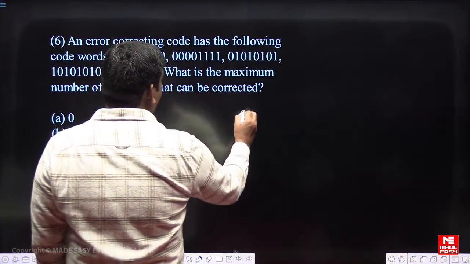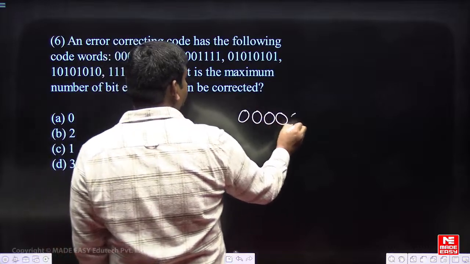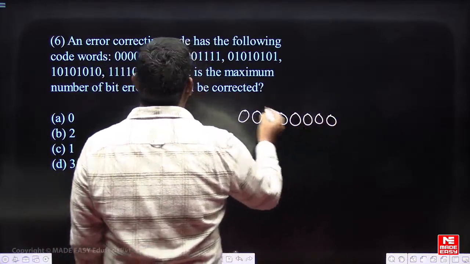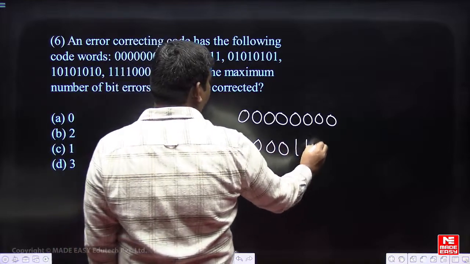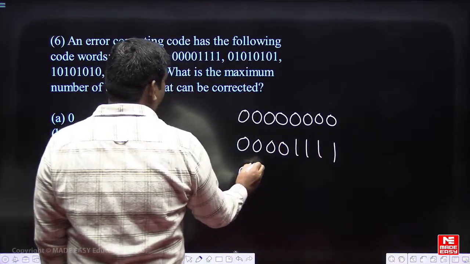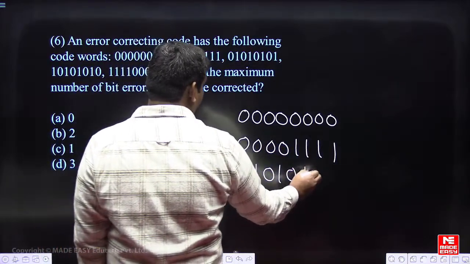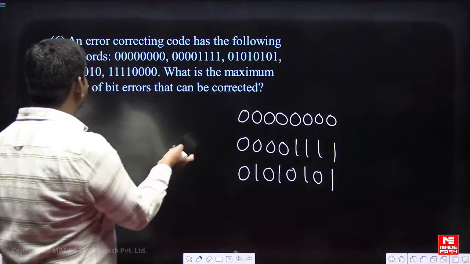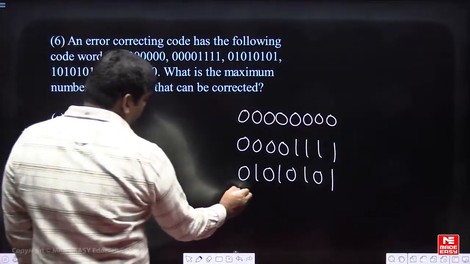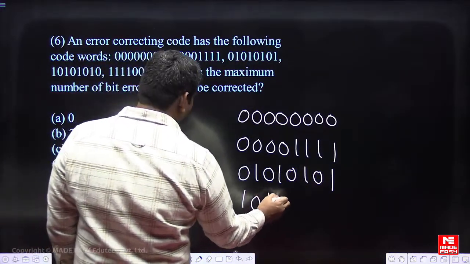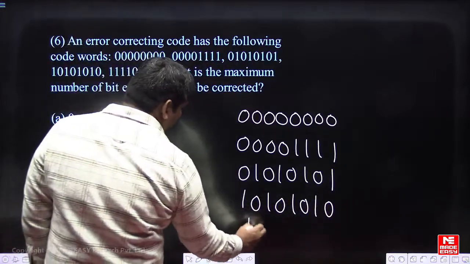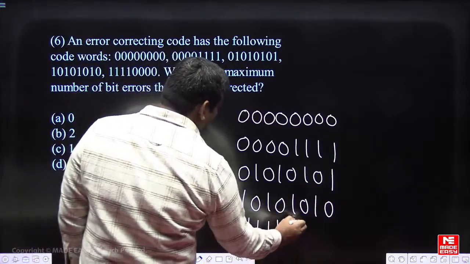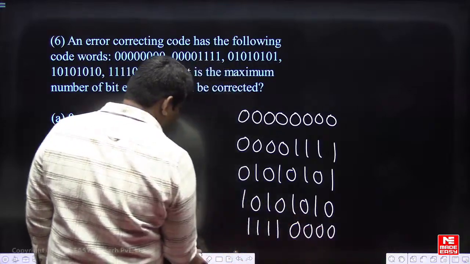You take a code word like this, 4 zeros, and the next code word is 4 zeros and 4 ones. The next code word is 0 1 0 1 0 1 0 1. So I am just writing the code words that are given in the problem. Then 1 0 1 0 1 0, and here it is 4 ones followed by 4 zeros. So those are the code words.